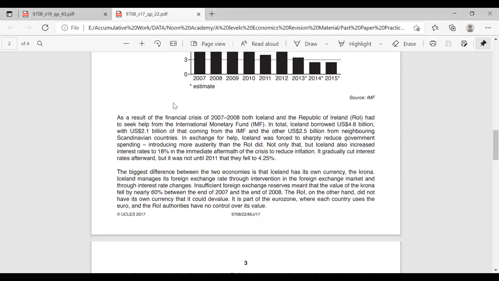As a result of the financial crisis of 2007 and 2008, both Iceland and the Republic of Ireland had to seek help from the IMF, the International Monetary Fund.